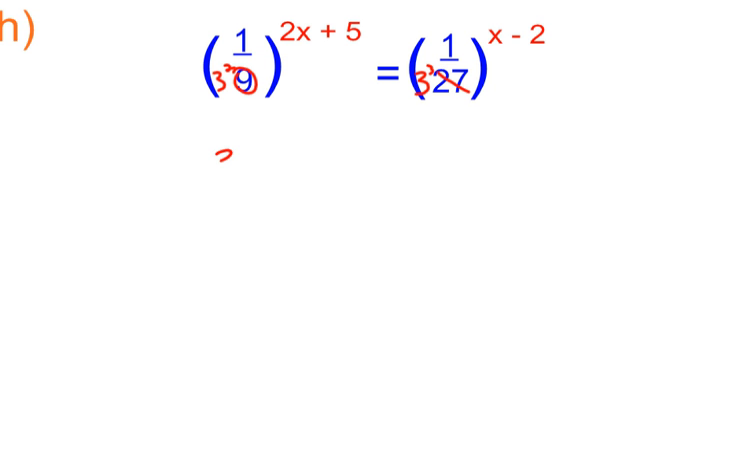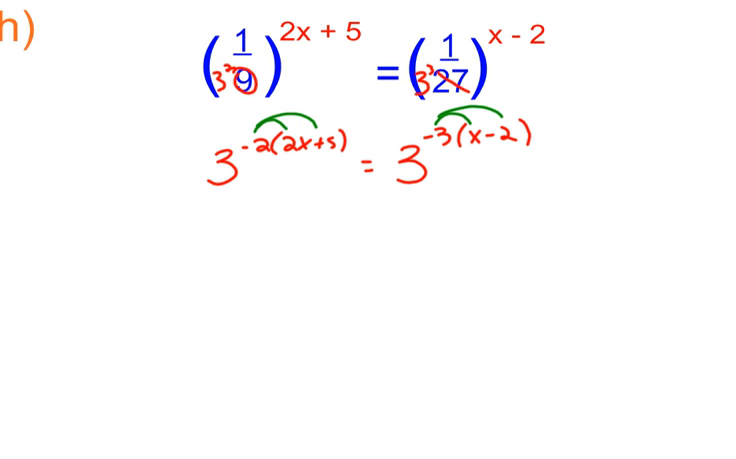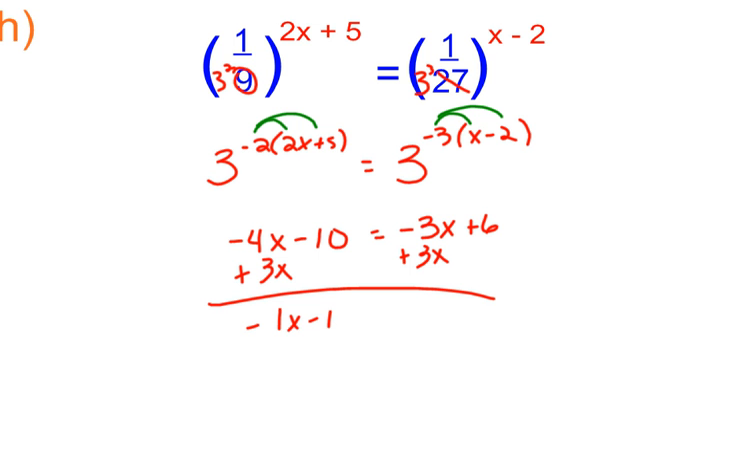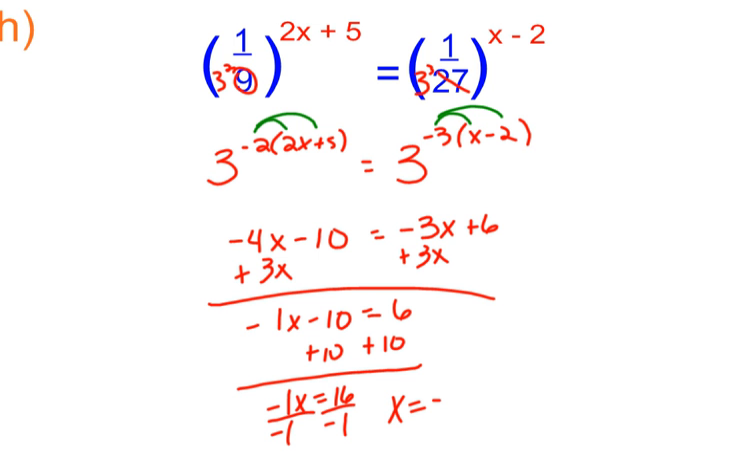So to move those to the numerator, I'd have 3 to the negative 2 times 2x plus 5, and 3 to the negative 3 times the x minus 2. Again, I'm going to just distribute right up here, save myself a step. So I have negative 4x minus 10 equals negative 3x plus 6. So we'll solve for x here. And you wouldn't have to show all this work if you do some of this in your head. I get negative 1x equals 16. So x is a negative 16.